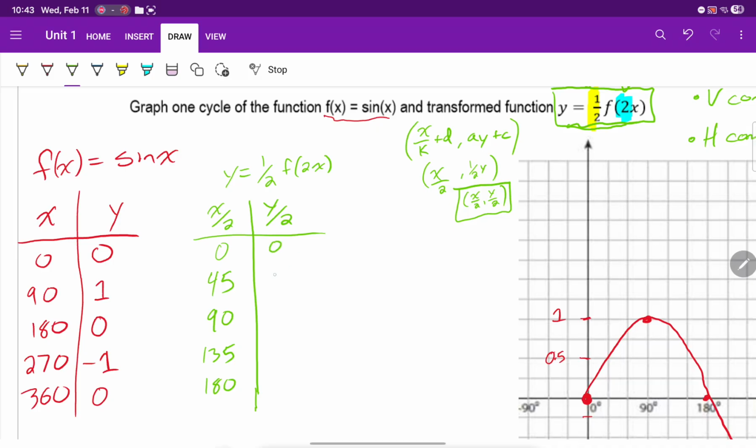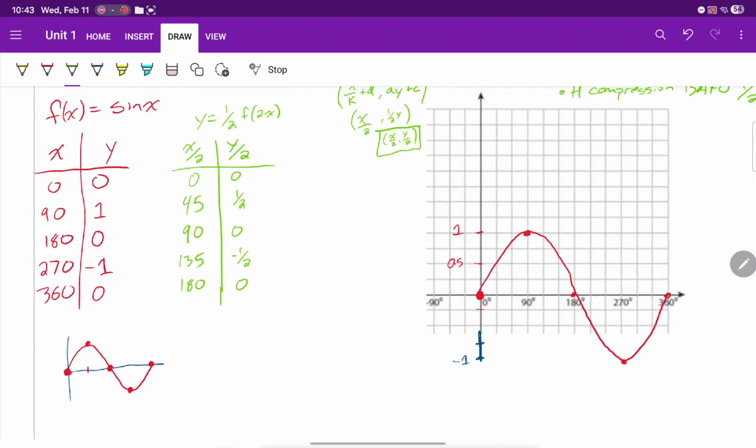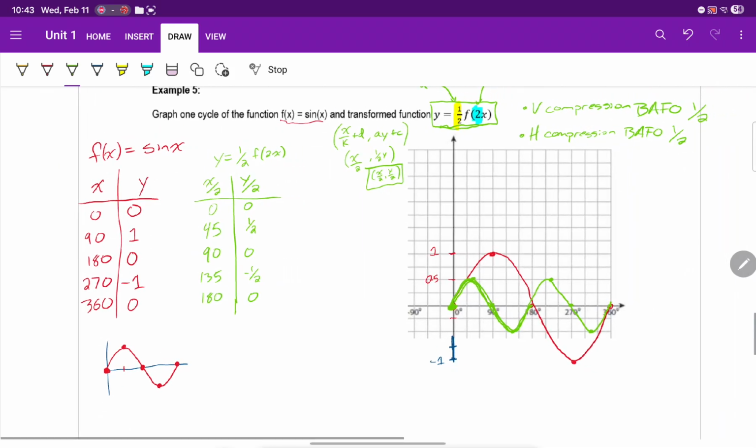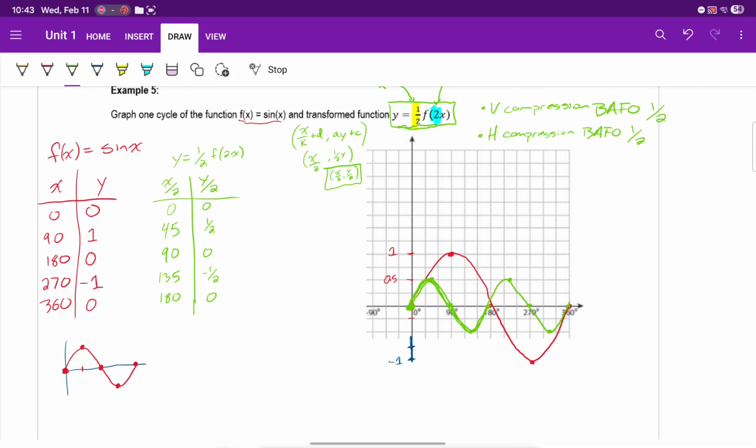Continuing here, 0 divided by 2 is 0, 1/2, 0, negative 1/2, and 0. We can just plot those points now. And this is what my transformed function looks like, that little green one there. Now, if we know about sine functions, it's going to just continue in that pattern over and over again, forever. So that's a little bit on transformations and sketching functions.